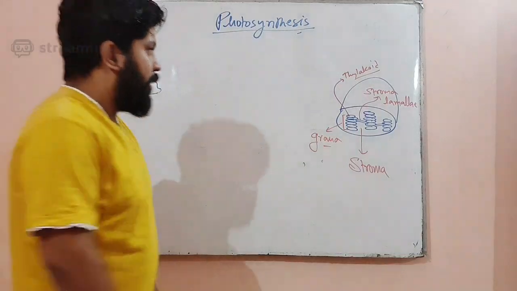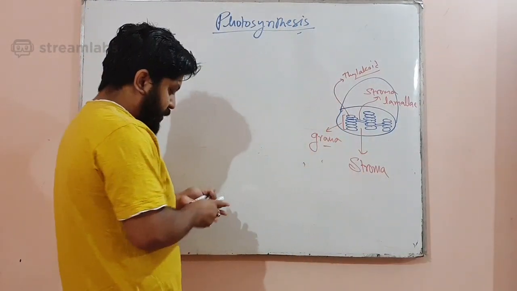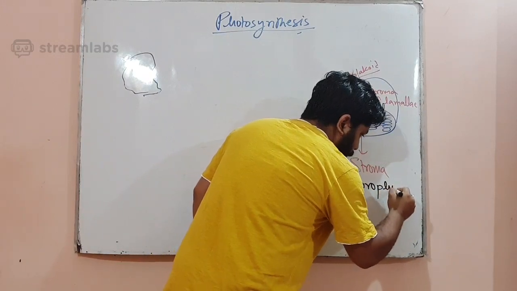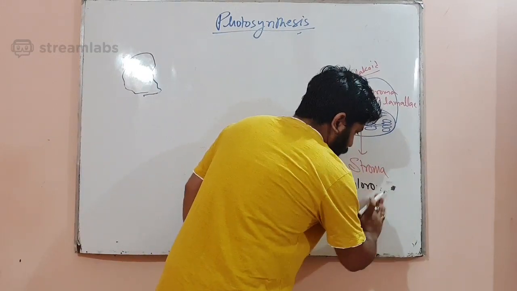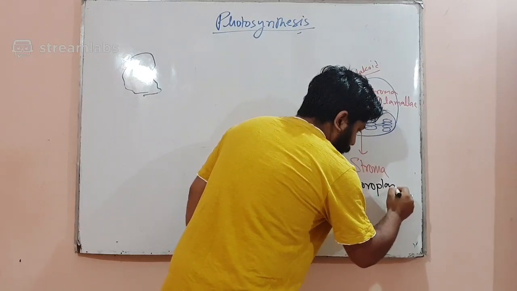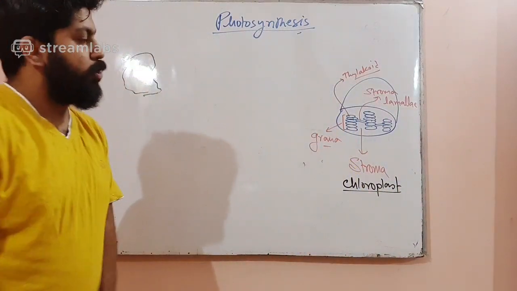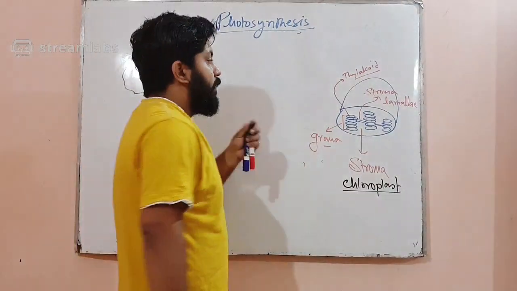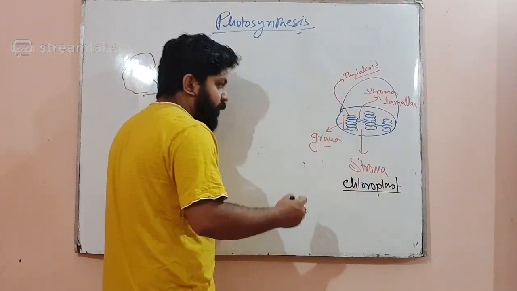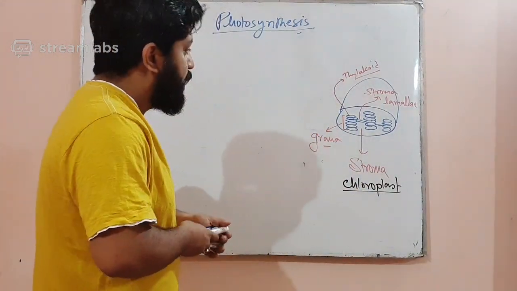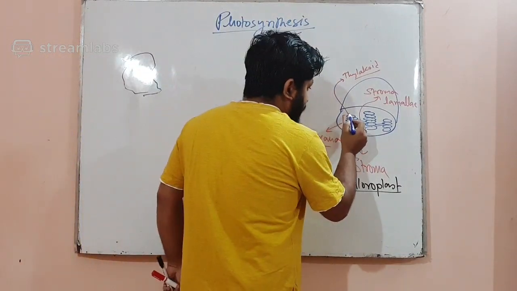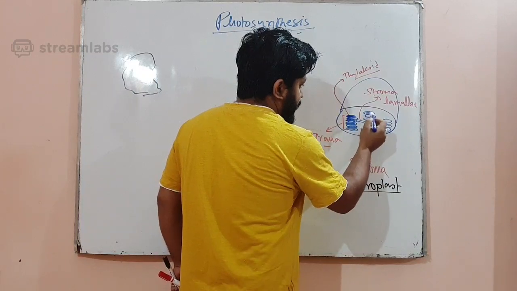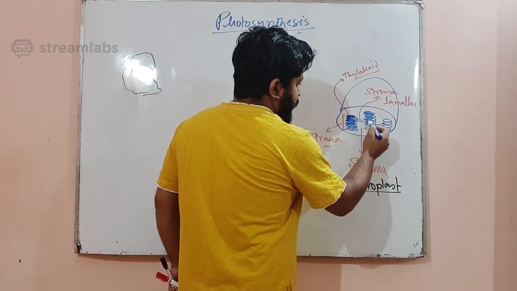So this is the structure of a chloroplast. Now you see that the chloroplast contains the chlorophyll. Where does the chlorophyll lie? The chlorophyll lies in the thylakoids. That means the grana is the part where the chlorophylls lie.